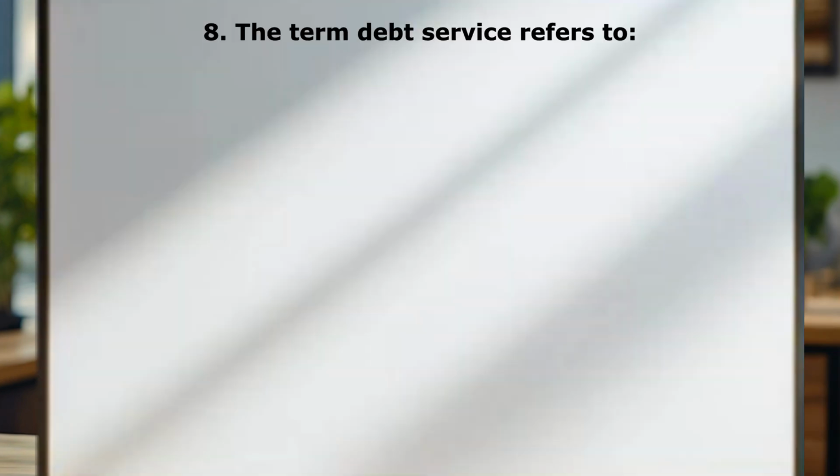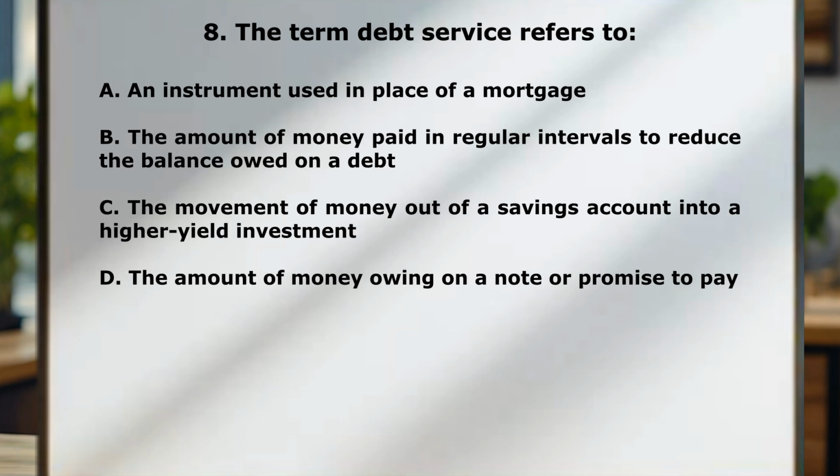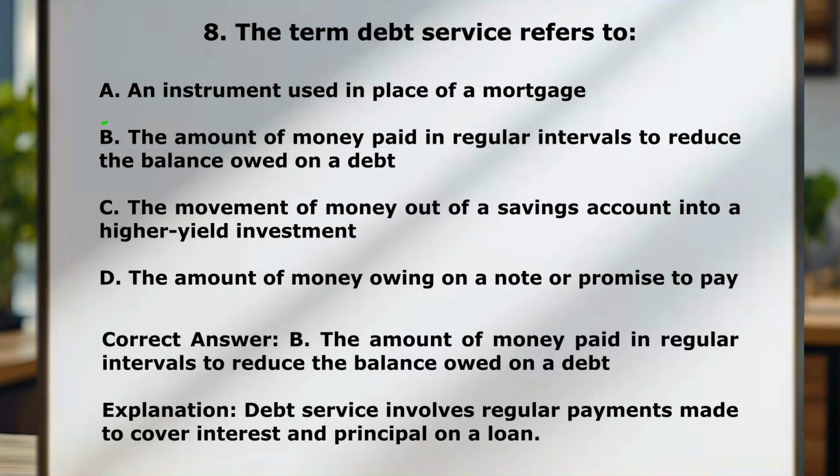Question number 8. The term debt service refers to A, an instrument used in place of a mortgage, B, the amount of money paid in regular intervals to reduce the balance owed on a debt, C, the movement of money out of a savings account into higher yield investment, D, the amount of money owing on a note or promise to pay. Correct answer here is B, the amount of money paid in regular intervals to reduce the balance owed on a debt. That's all the debt service is.